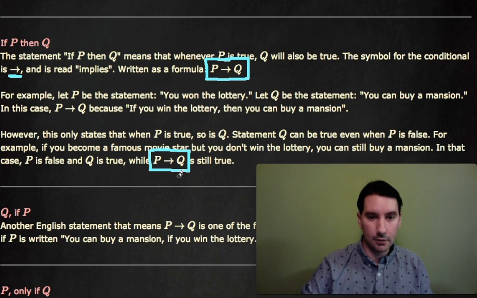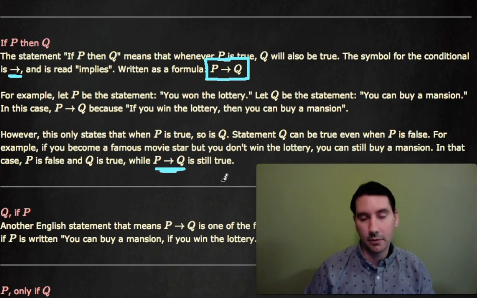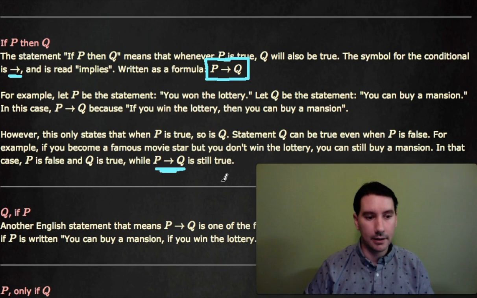In other words, remember what that statement is. If you win the lottery, you're going to be able to buy a mansion. If you're a rich and famous movie star and you win the lottery, you can buy a mansion. So it only matters that when P is true, that implies that Q is true.